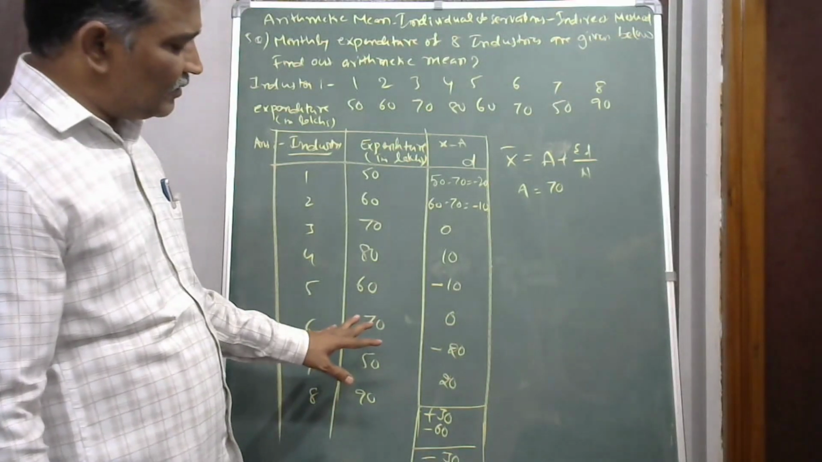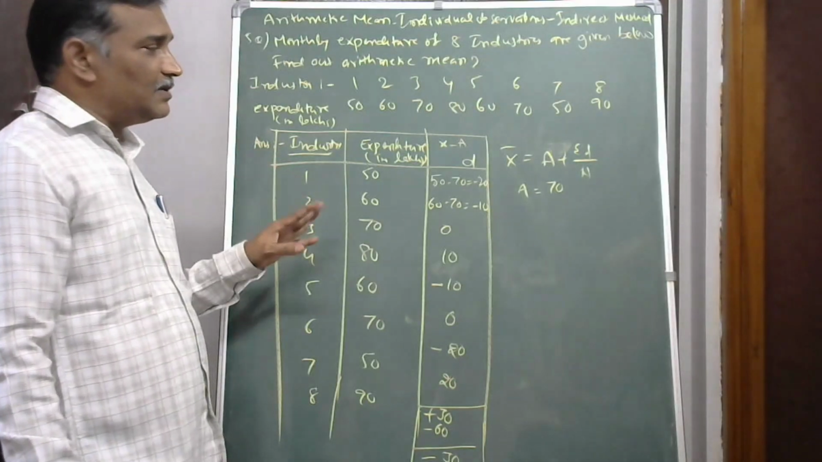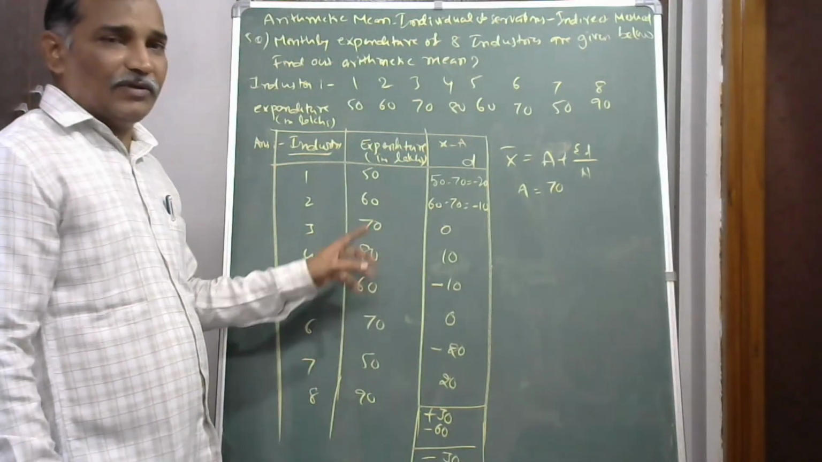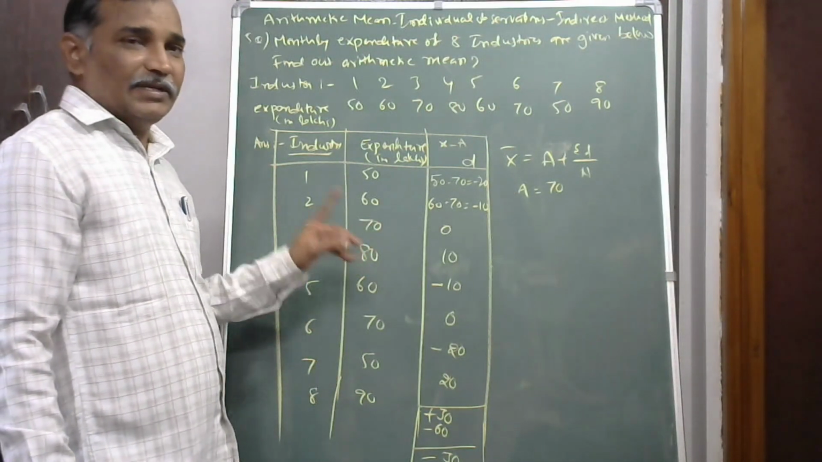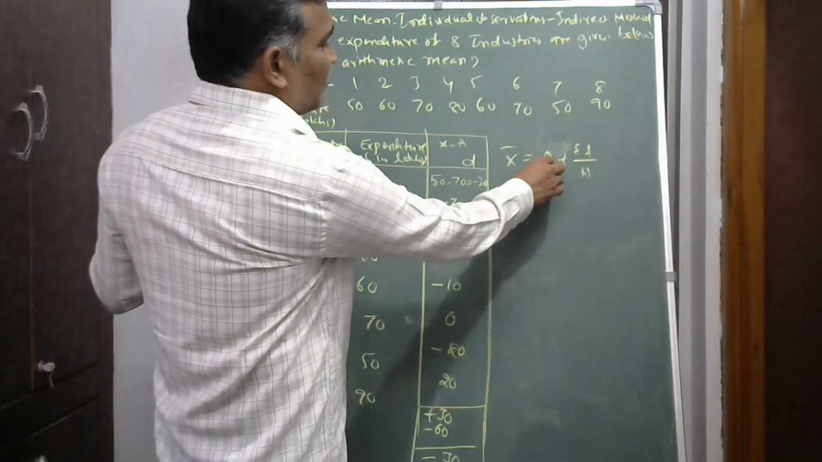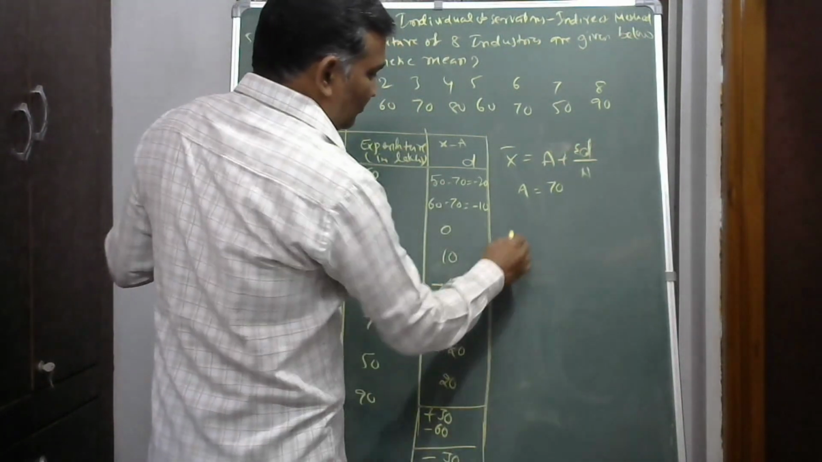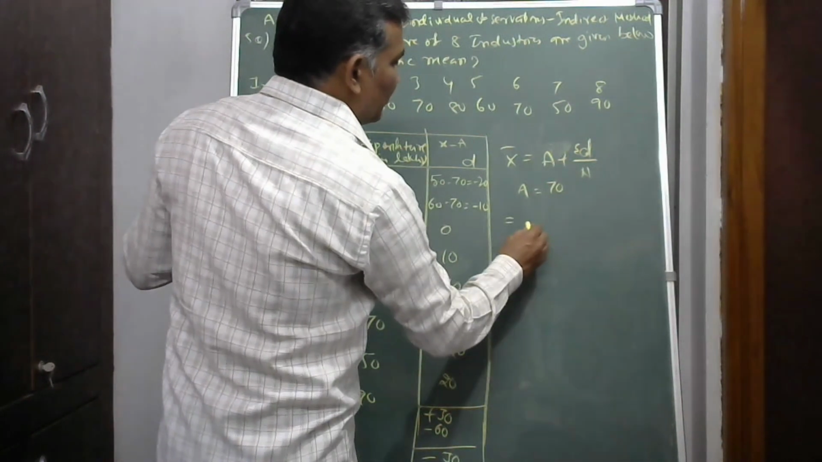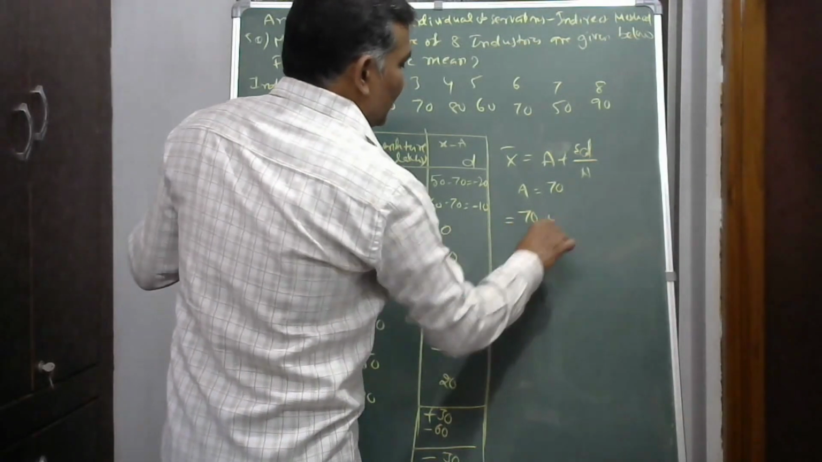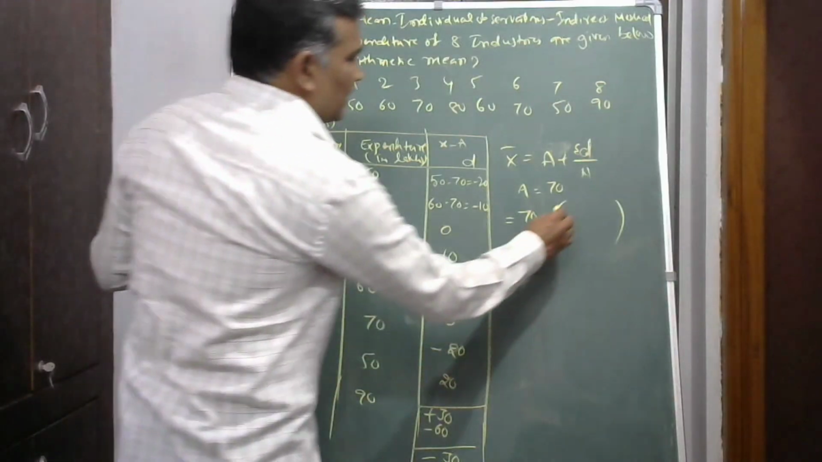After calculation of deviation and summing up the deviations, we have to substitute these values in the given formula. The formula is arithmetic mean is equal to A plus sigma d by n. So here the assumed mean is 70 plus sigma d. Sigma d means minus 30.